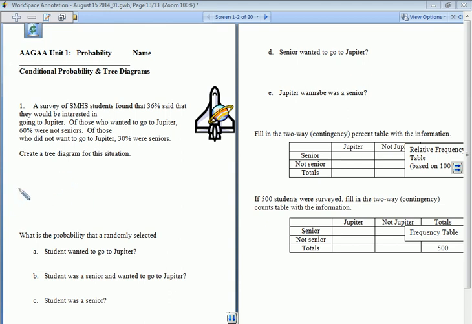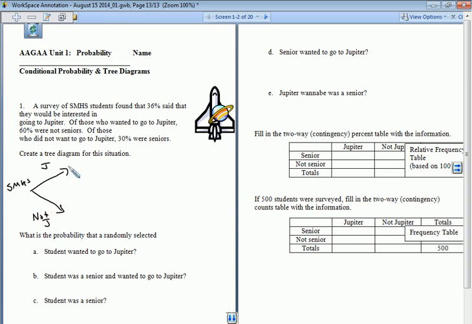Okay, so let's create your tree diagram. We have SMHS students and we have those that want to go to Jupiter and those that do not. Well, that's not a big tree diagram, is it? It's about to be. So these are the ones that would like to go to Jupiter, and these are the ones that do not want to go to Jupiter.